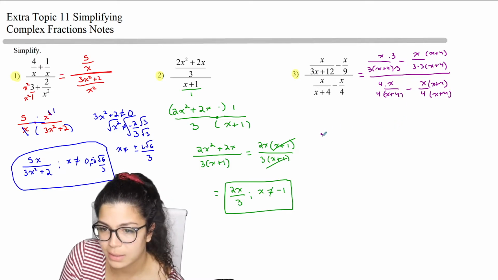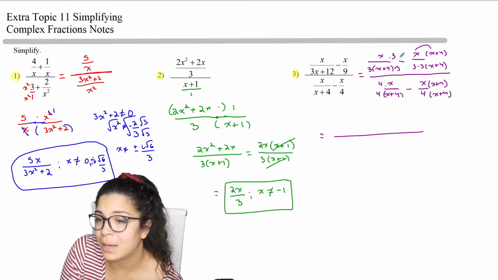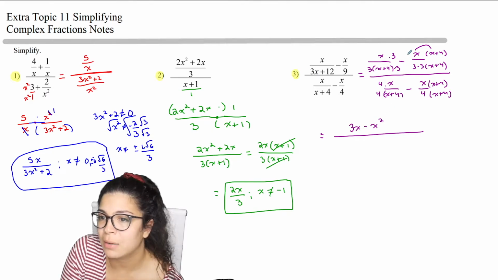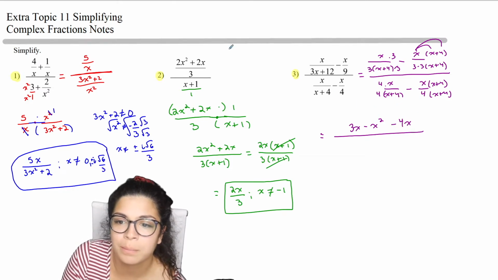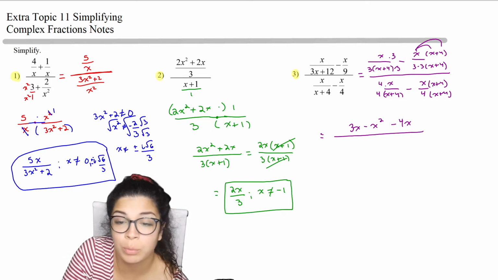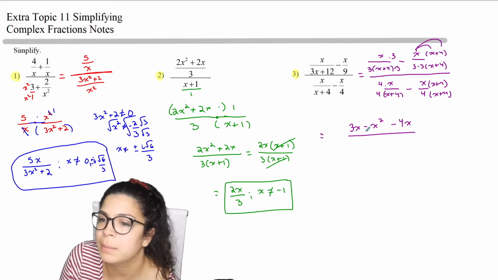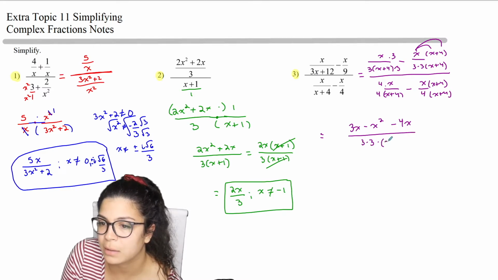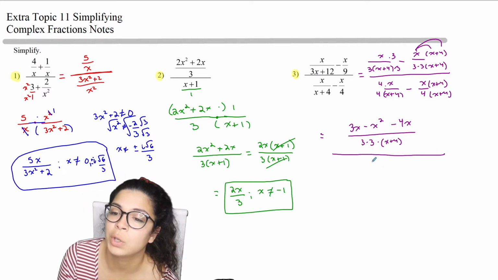Okay, let's go ahead and simplify that. The top, 3x minus negative x times x would be negative x squared. Negative x times positive 4 is negative 4x. The denominator, for the numerator, let me just get rid of the super extended line. The denominator is the same, 3 times 3 times x plus 4. That's the numerator of the numerator fraction.